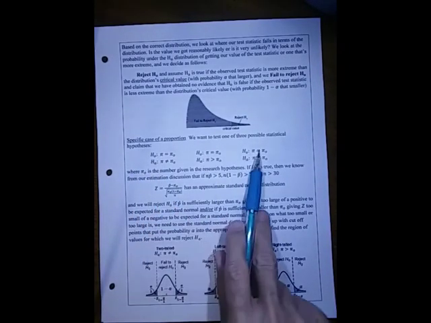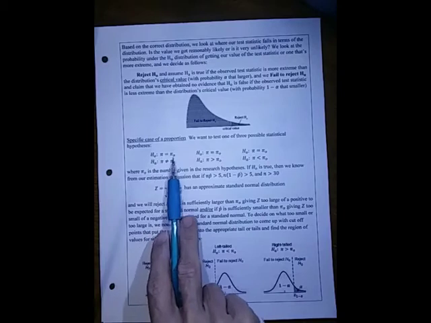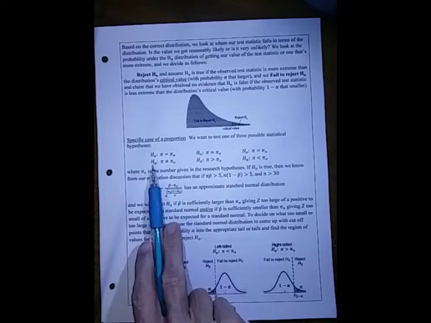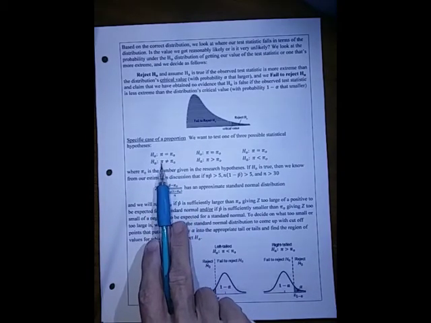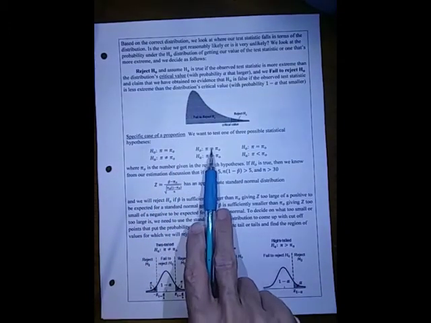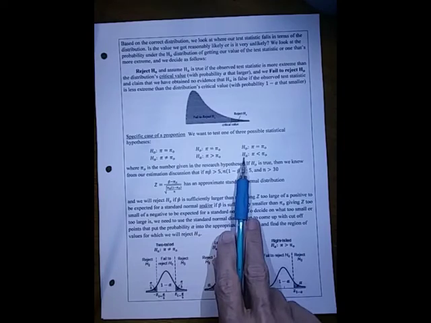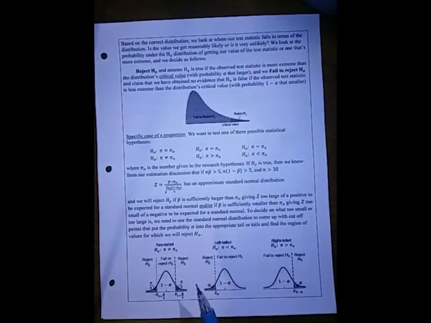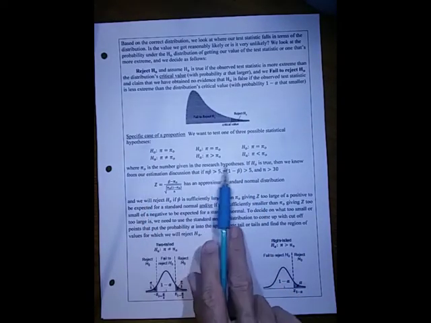So for the proportion, we want to test one of 3 possible statistical hypotheses. They all have the same null hypothesis, which is that pi is some specified value, but they can have different alternatives. One might be, well, it's just different from that number. And the other one might be, no, I think it's bigger than that number. Or the third is, no, I think it's smaller than that number. So pi 0 is the one given in your research hypothesis that you think it could be.